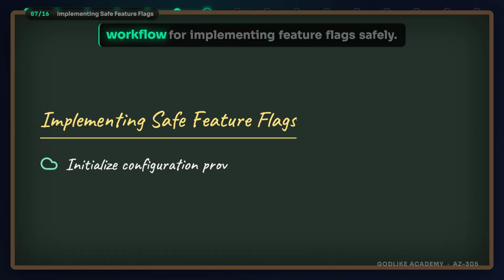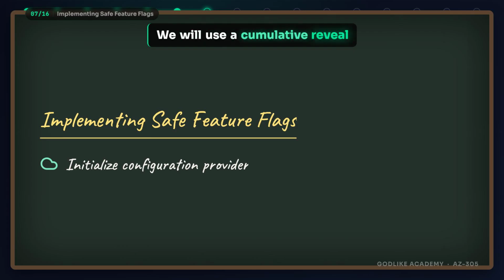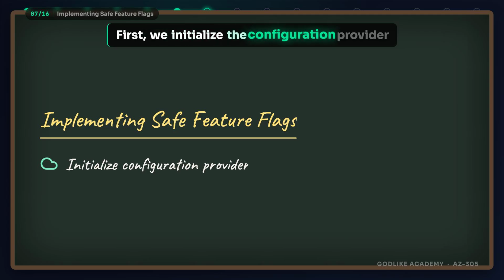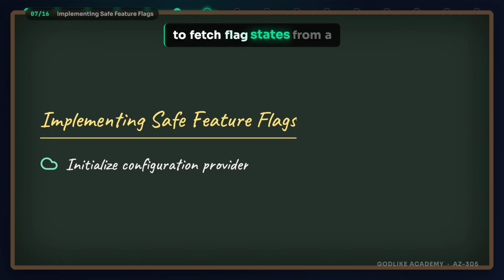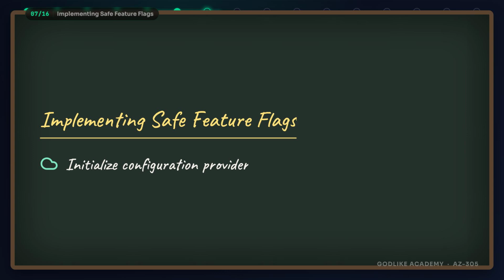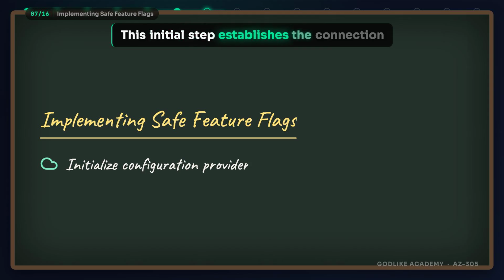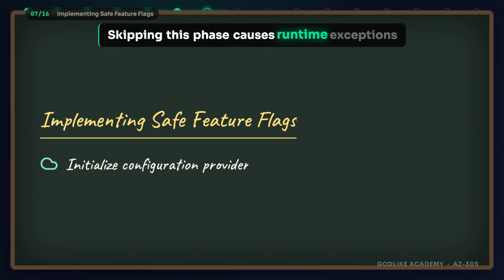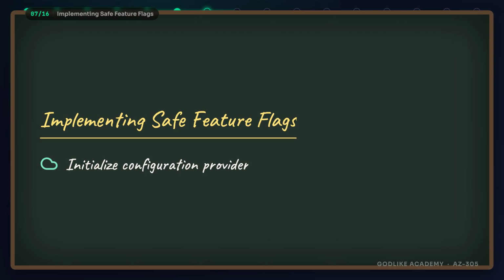Now let us look at the workflow for implementing feature flags safely. We will use a cumulative reveal to walk through the steps. First, we initialize the configuration provider to fetch flag states from a central store like Azure App Configuration. This initial step establishes the connection endpoint and sets up credential authentication. Skipping this phase causes runtime exceptions when the application attempts to evaluate conditional logic during peak traffic windows.